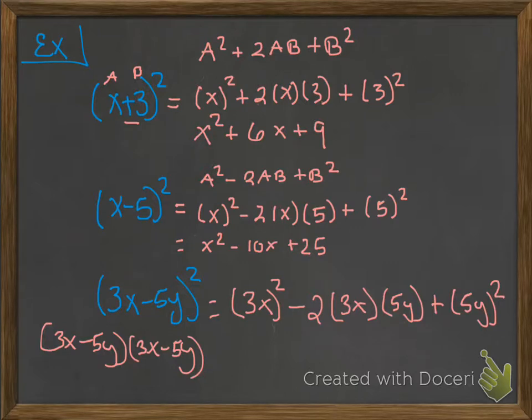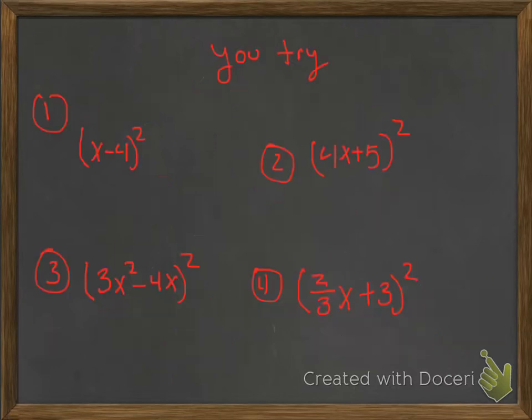Alright, so we got a lot of pieces that we have to multiply out. 3x squared is really 9x squared. Then we end up with 5 times 3 times 2, so that's negative 30xy plus 25y squared. And then we just leave it as that.